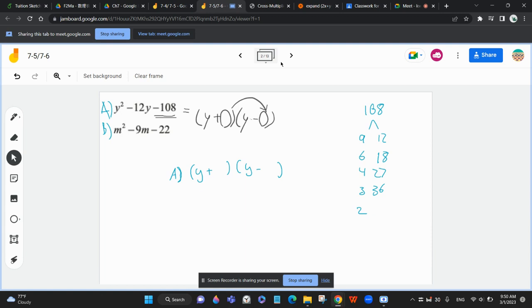Yeah, and then among all of these, which pair has a difference of 12? Yeah, so that one is the pair that we want. But you need to choose which number. Yeah, so we usually put the larger number with the negative because of the negative 12. So you get negative 18 plus 6, you get negative 12.